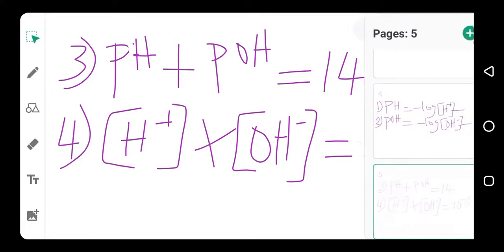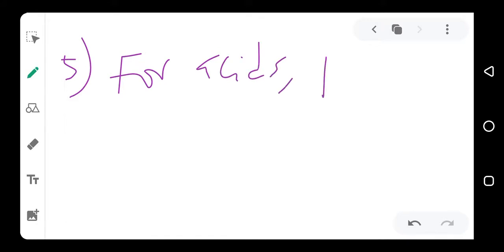Now the next thing to know, number 5, is that for acids their pH is less than 7. So if you have a solution that the pH is less than 7, 1, 2, 3, 4, 5, 6, we say that the solution is acidic.